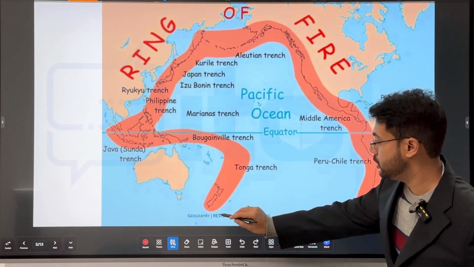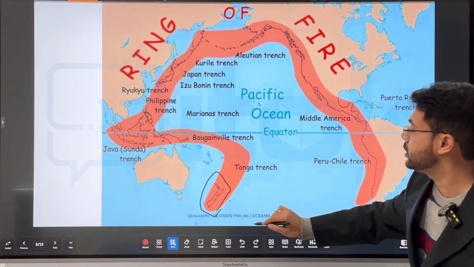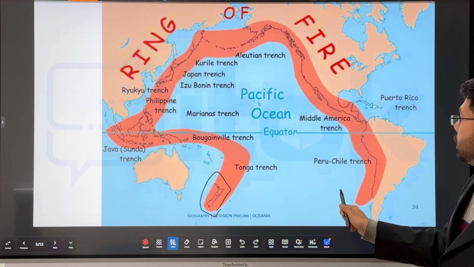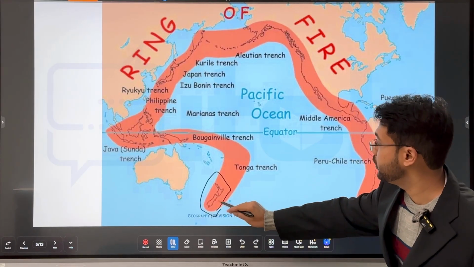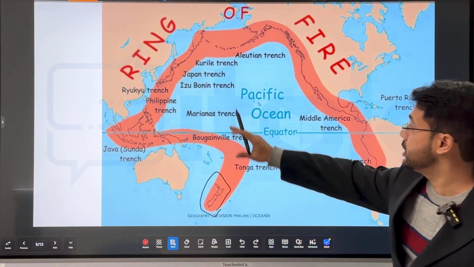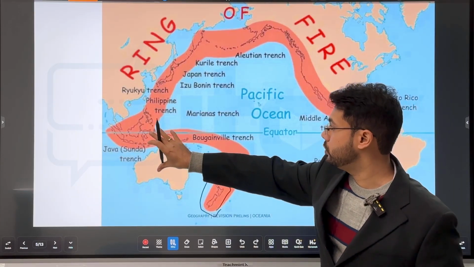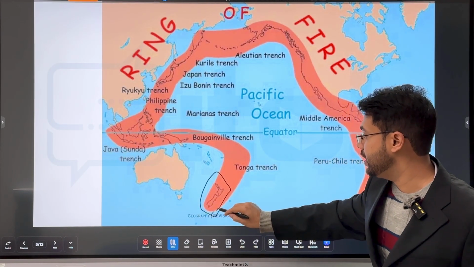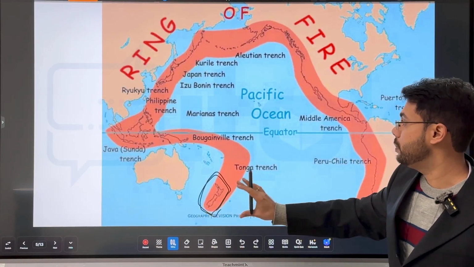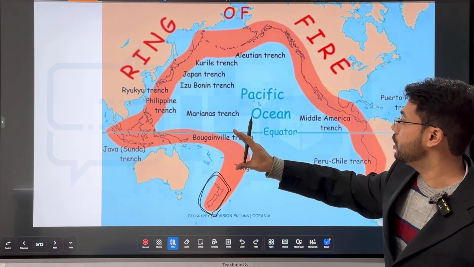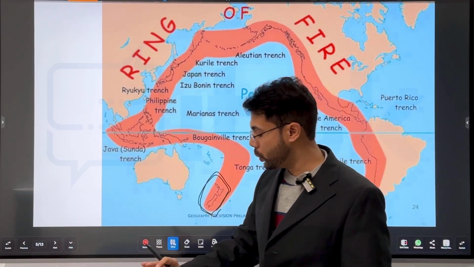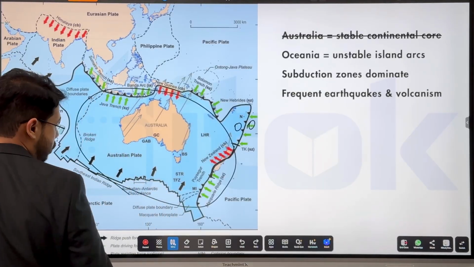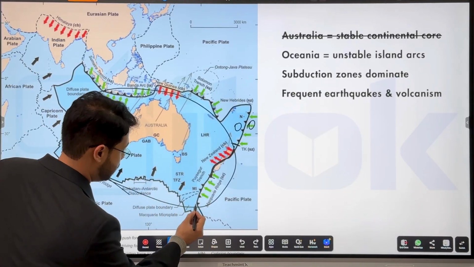Look at this. This is New Zealand over here. And I think I took this image from the National Geographic, so thanks to them. But you see this, there are very few countries. There is Japan, yes. Then there are a few of the Southeast Asian islands. But New Zealand, which we are talking about, is at the starting point in the middle of the Pacific Ring of Fire.